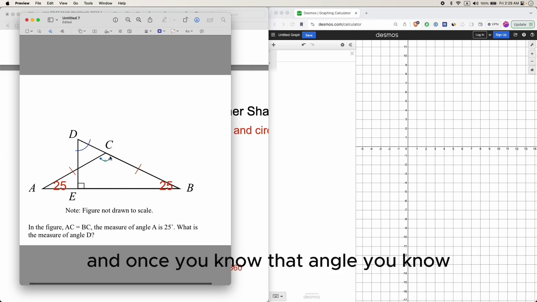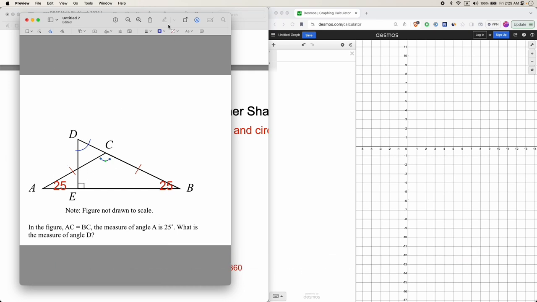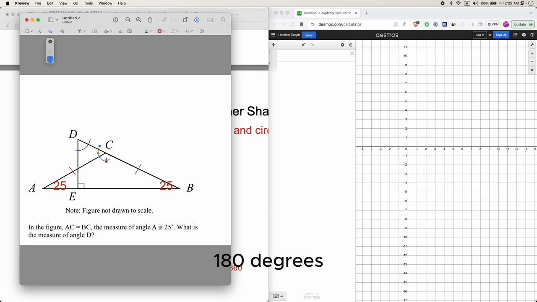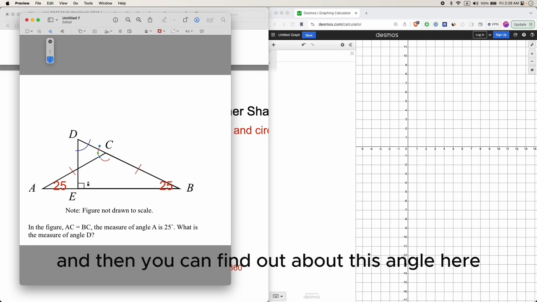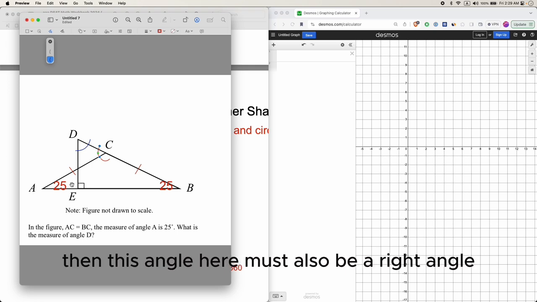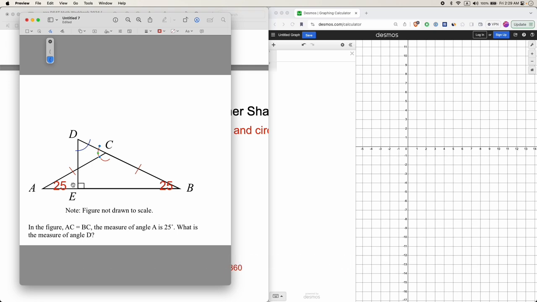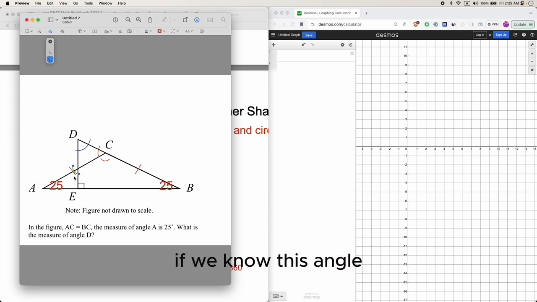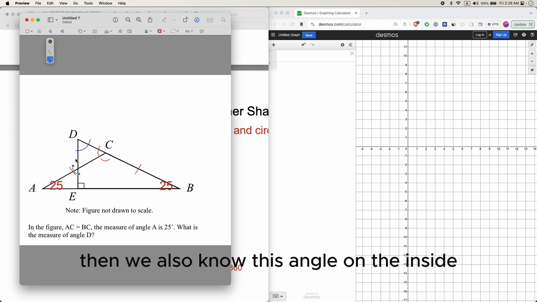And once you know that angle, you know this angle here, because these two angles form a straight line of 180 degrees. And then you can find out about this angle here, because this is a right angle, then this angle here must also be a right angle. And here we have a small triangle, so if this is 25, this is 90, then we can find this angle here. If we know this angle, then we also know this angle on the inside.